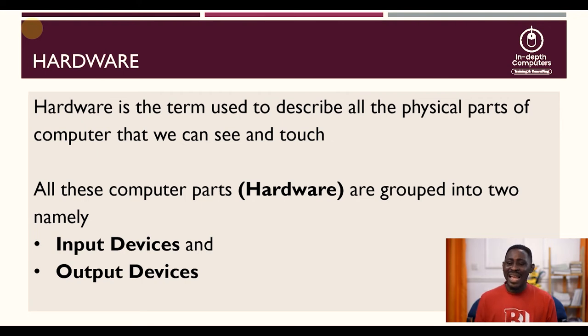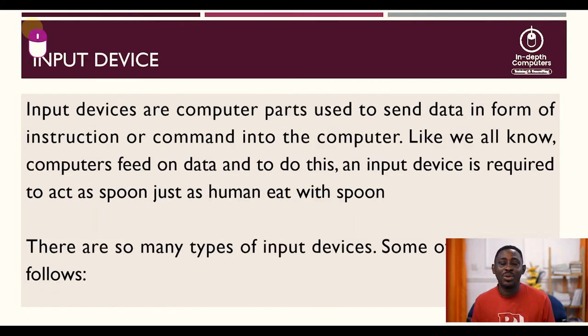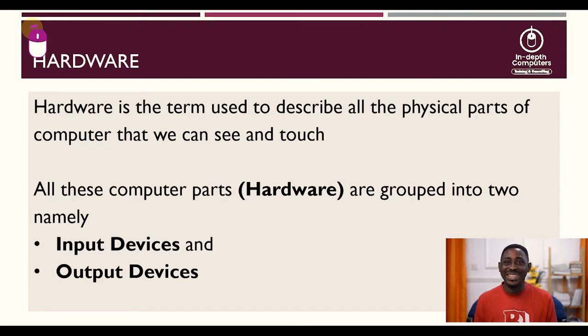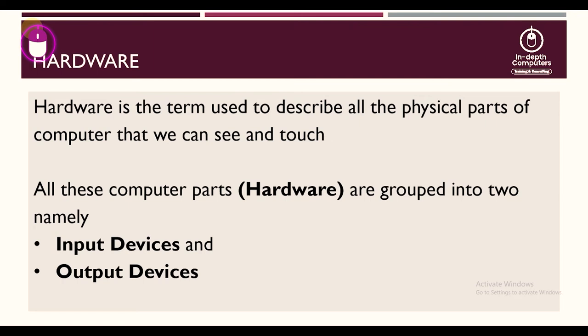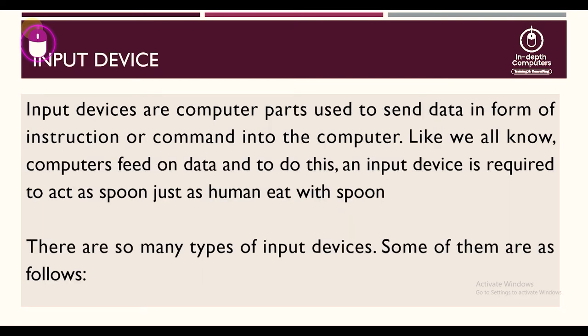Now, I like to say the storage devices are also hardware. So you can say hardware are grouped into four: input devices, output devices, processing device, and storage device. Now, input devices are the computer parts used to send data in form of instruction or command into the computer system. Like we all know, computers feed on data, and to do this, an input device is required to act as a spoon, just as humans eat with a spoon. So what it means is that a computer system needs an input device to make it work.